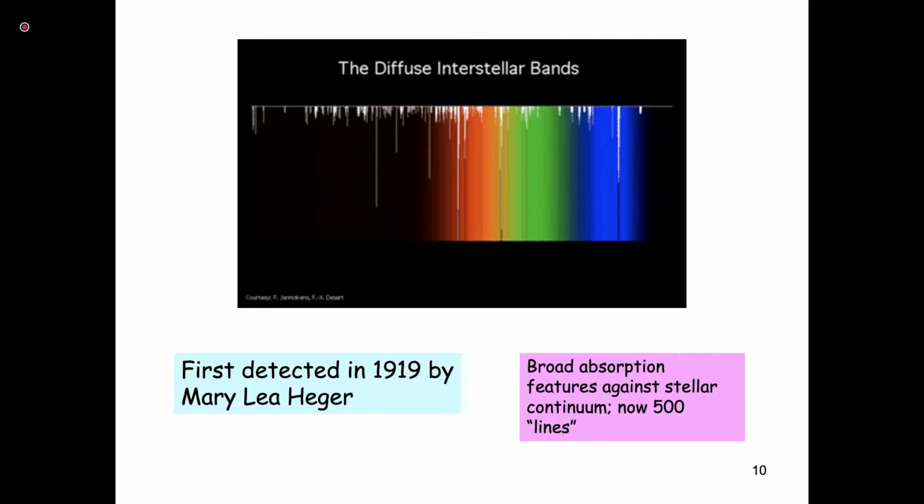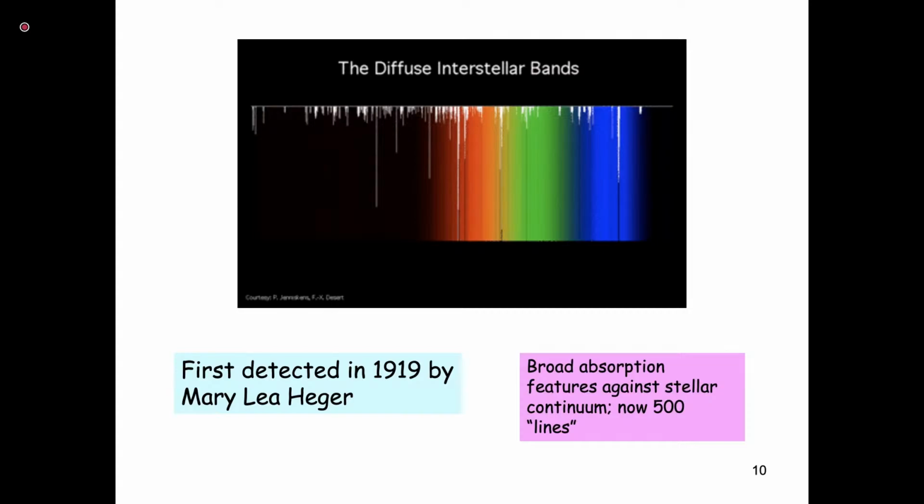What are these things? Well, they were first detected in 1919 by a woman astronomer, Mary Lee Hager. And up to now, up to very recently, not one of them was assigned to a molecule or an atom or anything. Now, one or two of these 500 odd, what we call lines in spectroscopy, one or two of them have been assigned to molecules.